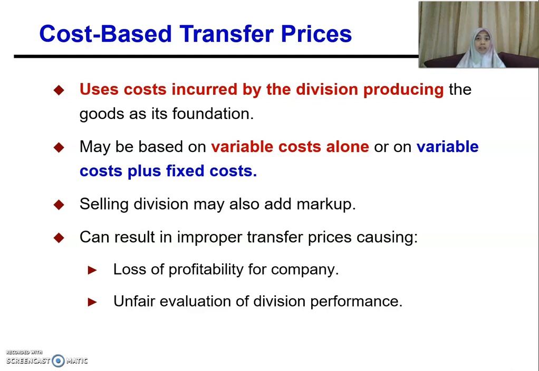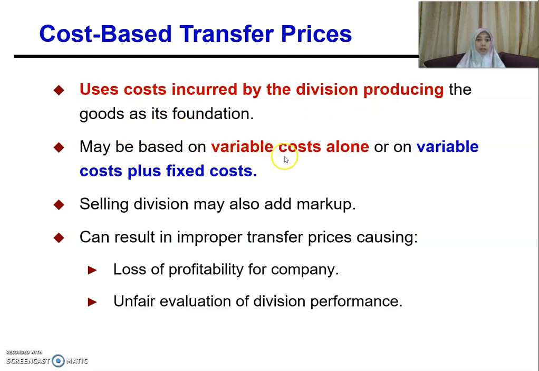So remember, for the transfer price, the first one is the negotiated transfer price. Now we look into the second one, that is the cost-based transfer price. As the name implies, cost-based, you are using the cost as your basis to determine the transfer price. This one uses the cost incurred by the division producing the goods as its foundation. That means the seller, or the selling division, or the producing division.